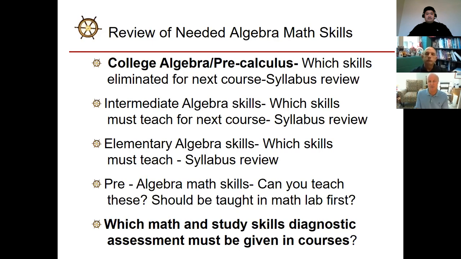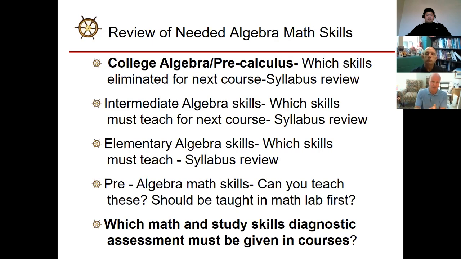So we start from the top. What can we eliminate and get out of that course? Even though this got into personal preferences and discussions, we finally did it. We got some of the stuff out of there. What is actually needed for intermediate algebra skills for college algebra? That's another syllabus review. You have the syllabus in front of you, you're going through it, and you have a discussion. What can you knock out?